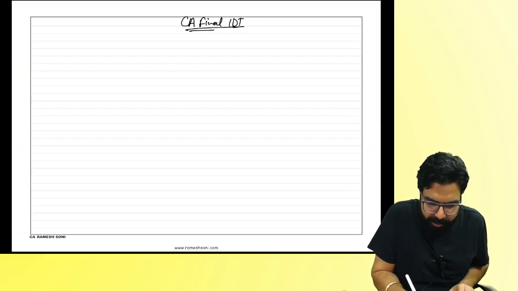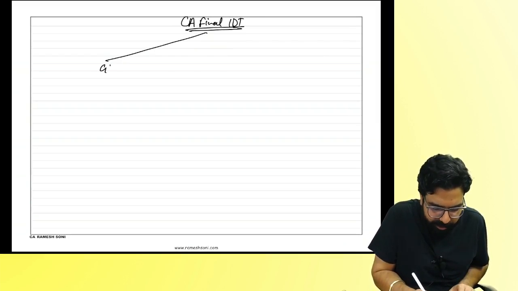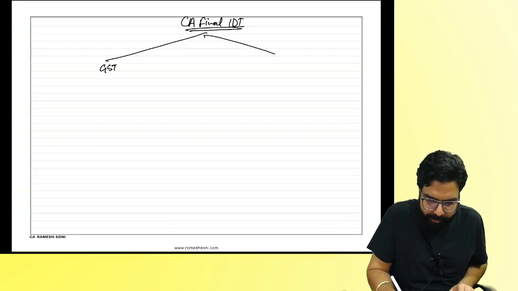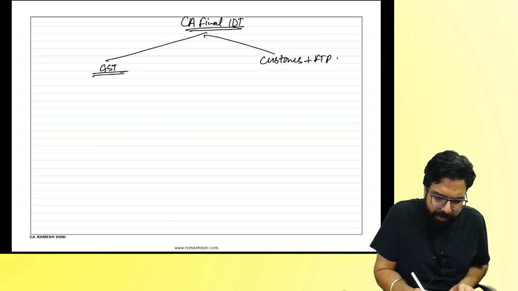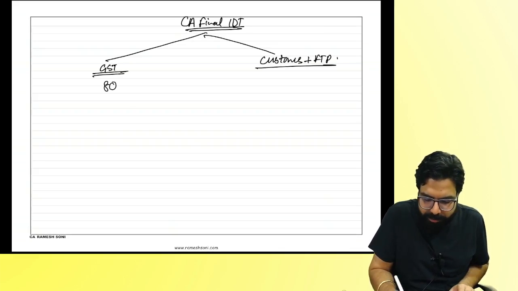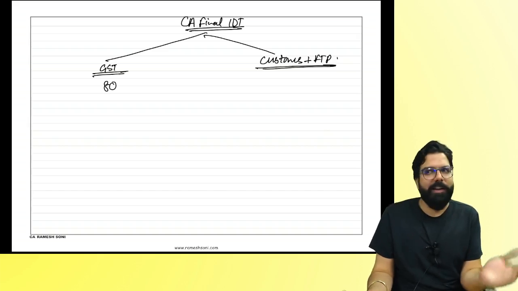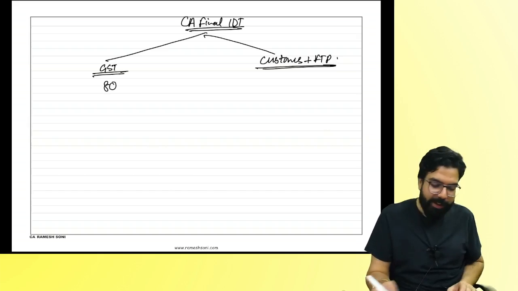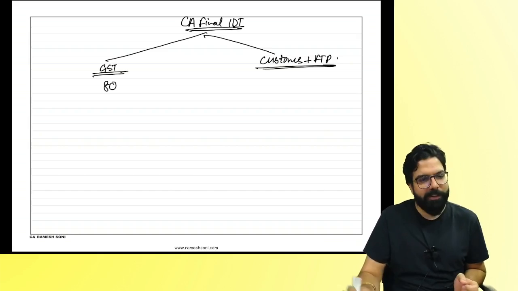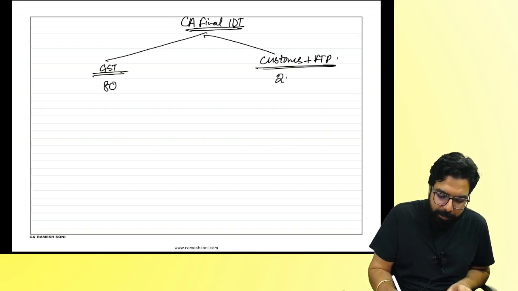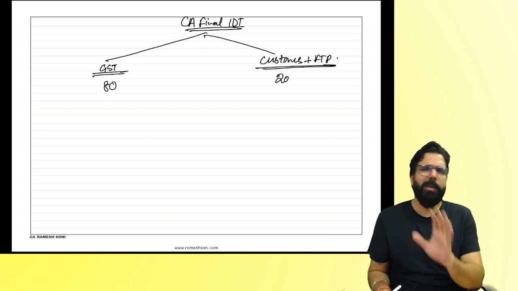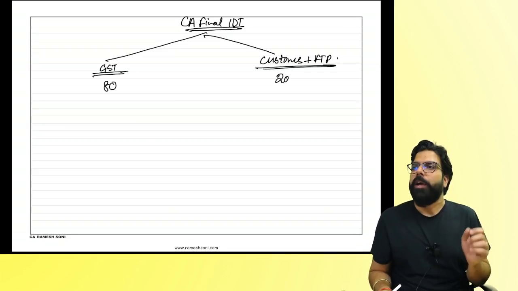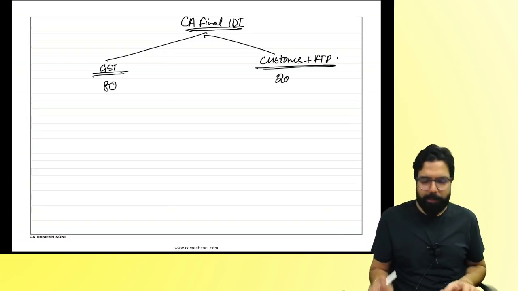CA final IDT consists of GST, customs plus FTP. The GST is for 80 marks, customs and FTP is 20 marks. In the new syllabus, they have made customs and FTP 20 marks. So FTP comes to approximately 5 marks and customs is for 15 marks.